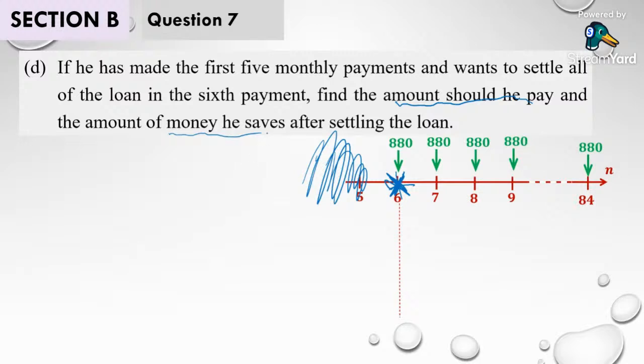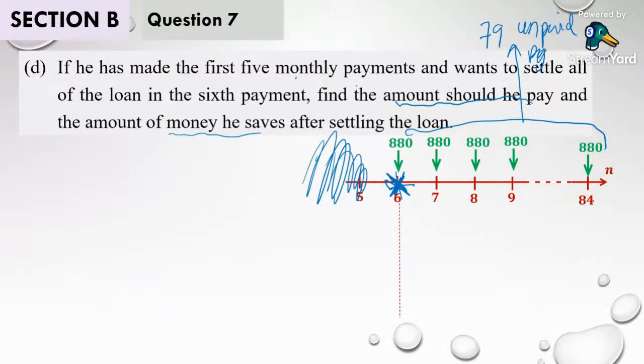So, in total, how many payments are actually not yet paid from 6 until 84? This is something that we really need to be concerned about. Actually, berapa payment lagi belum bayar lagi. So originally there are 84 payments. You have cleared the first 5 payments according to the question. So by right in here, there is a total of 79 unpaid payments.